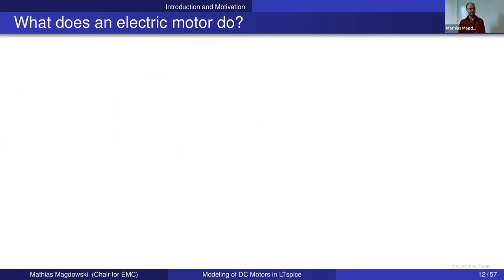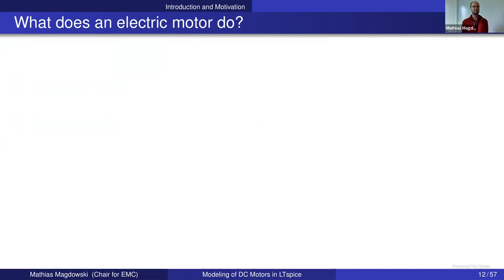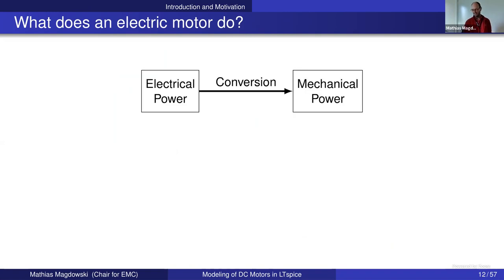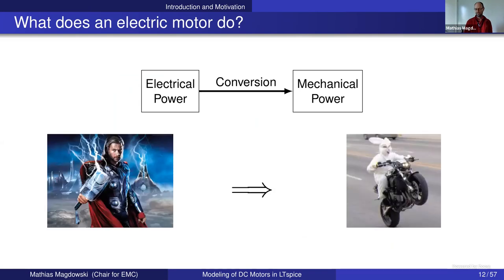First question: I have a motor here that I showed a second ago, like this one here on my table. I can switch it on once again, and then you see that it rotates. So the question is, what does an electric motor do? Exactly, it converts electrical energy, or electrical power, to mechanical power, to mechanical energy.